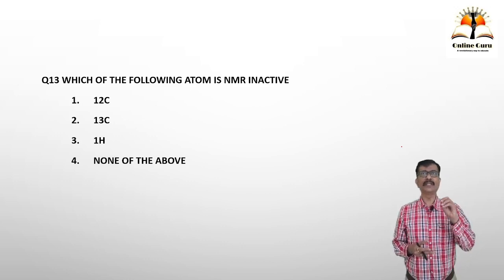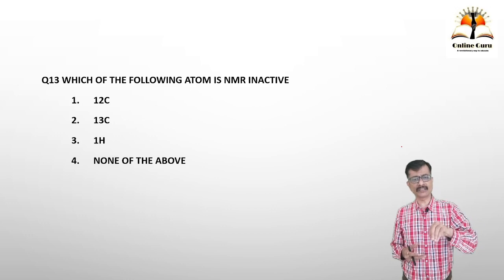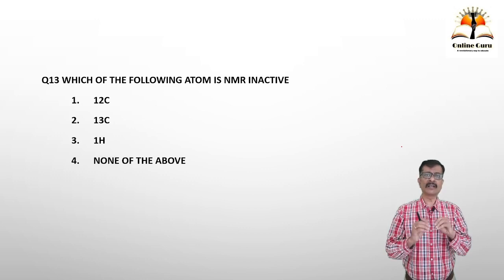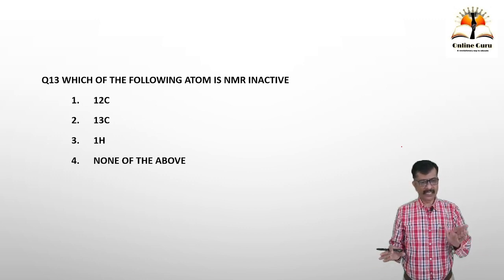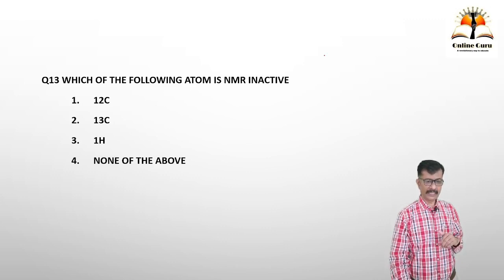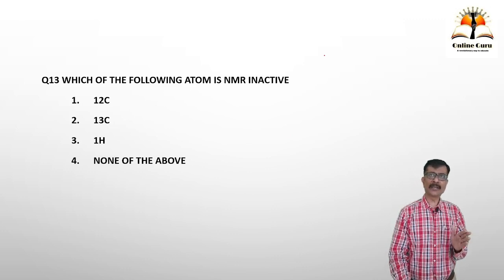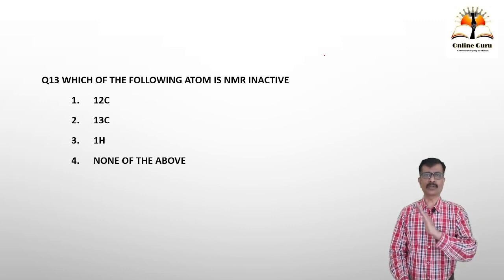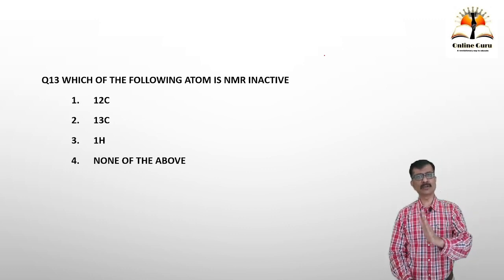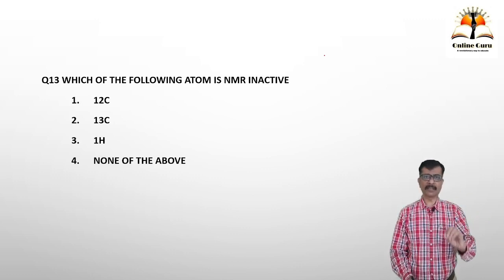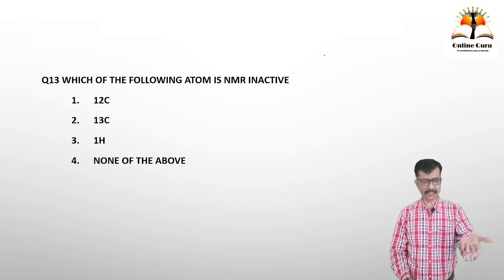If the number of protons and the number of neutrons are both even in that particular atom, its spin quantum number is 0. Here if you look at the atoms given, carbon 12 has atomic number 6, meaning 6 protons and 6 neutrons. Both are even figures, so its spin quantum number is 0. If the spin quantum number is 0, it is NMR inactive. Simple. So the answer should be C.